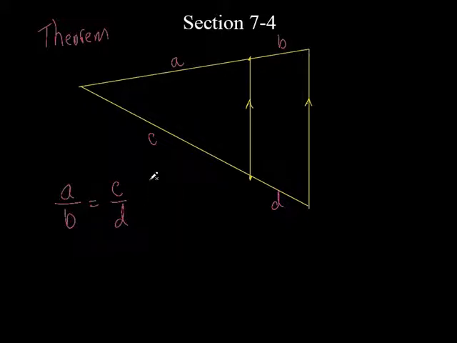There's another way you could set this up too. You can compare A to B and C to D. You could also compare A to C if you wanted to. Let's do that right here. But if you compared A to C, what do you think the other one would have to be? B to D. B to D.